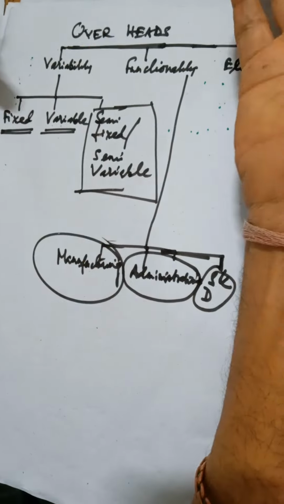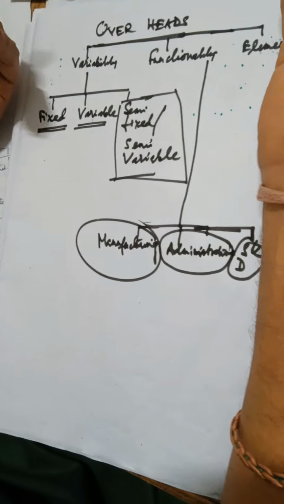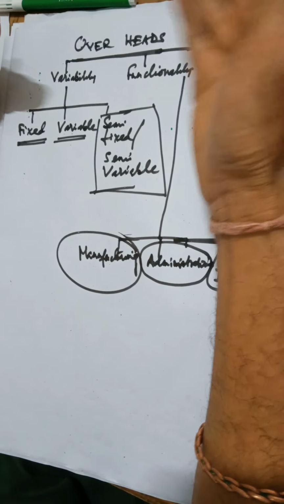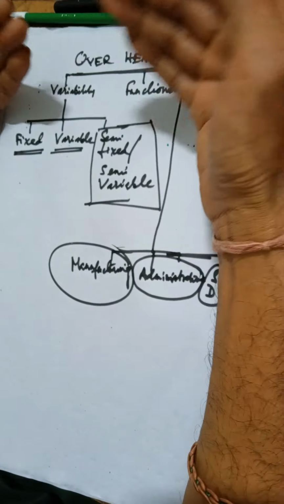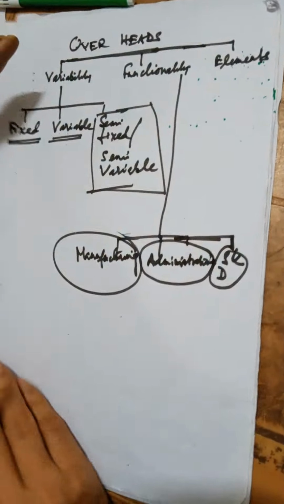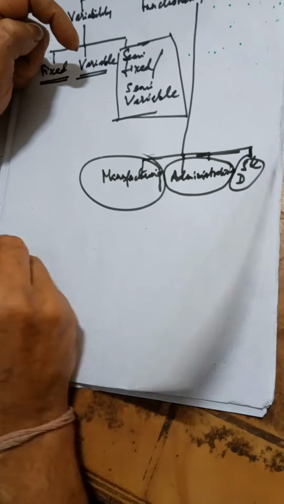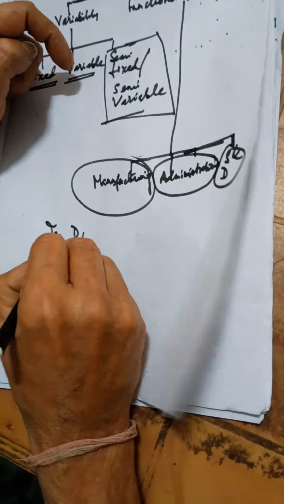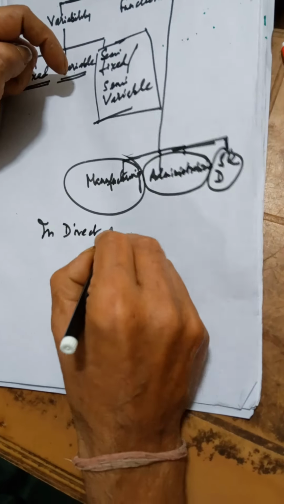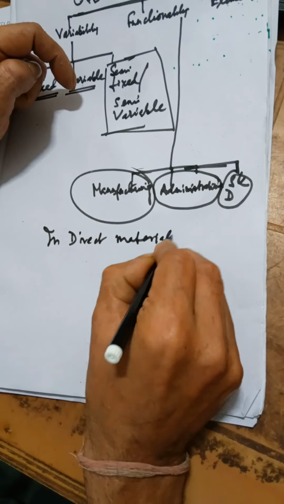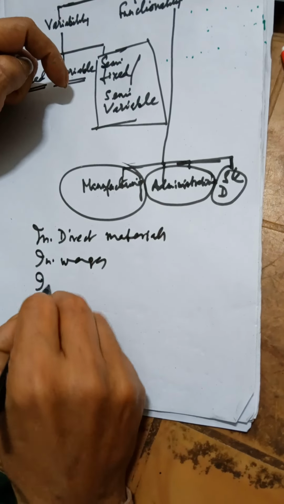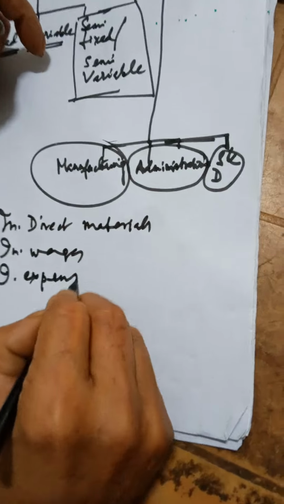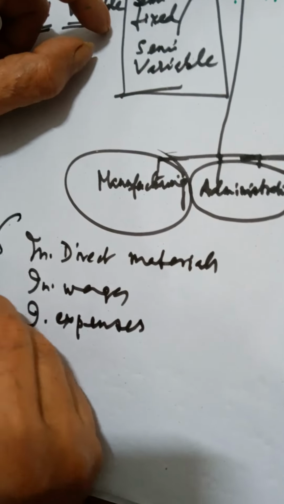And third category is element wise. As I just explained in drawing the cost matrix, that is the prime cost and division of prime cost and overhead cost, etc., you must have noticed indirect materials, indirect wages, and indirect expenses under the overhead category.